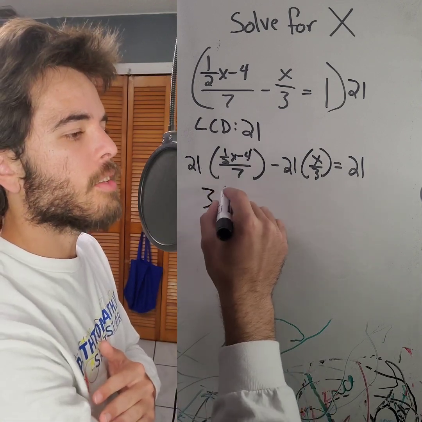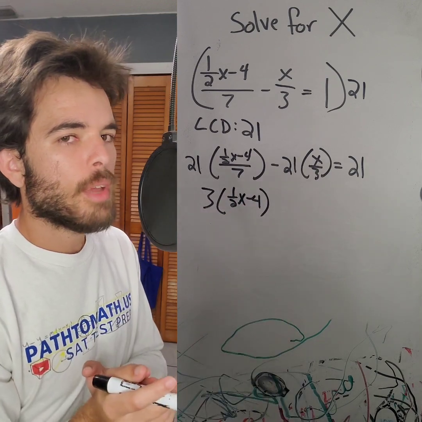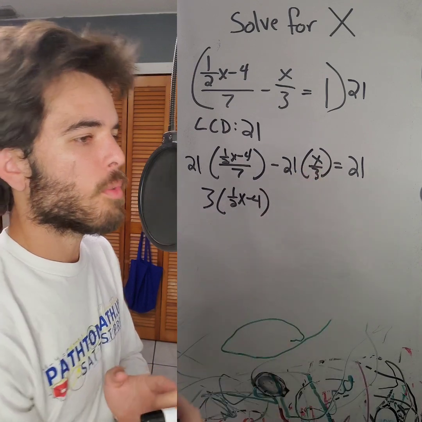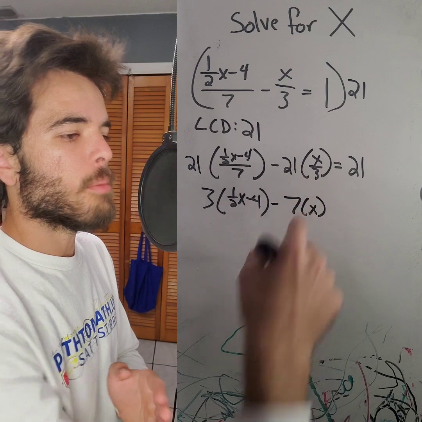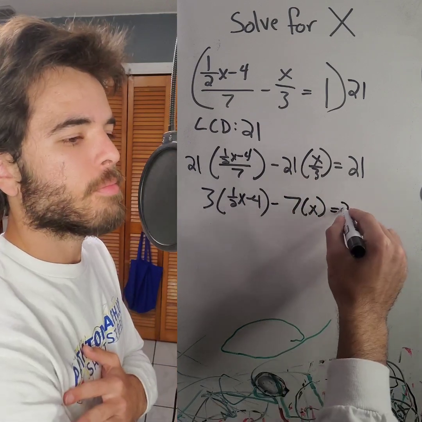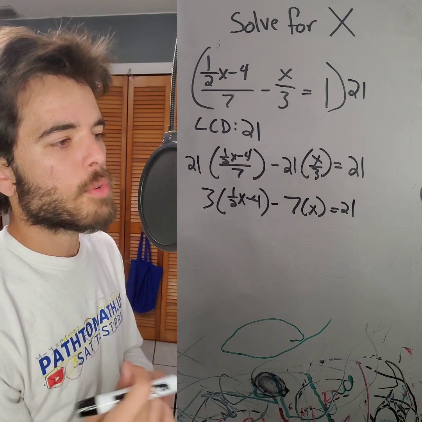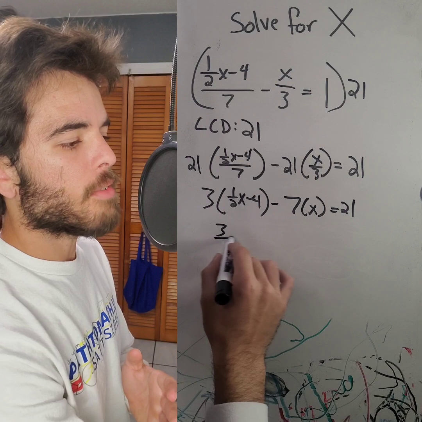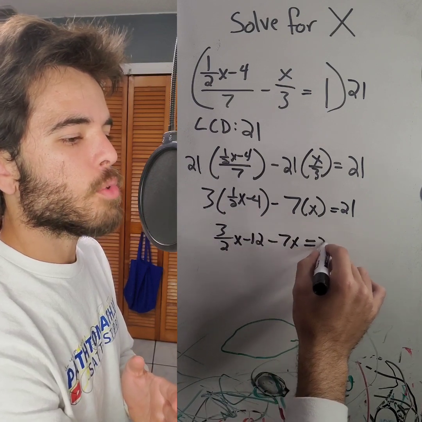So we have 3 times (1/2 x minus 4). And now there's no more fraction. Over here, we have 21 times x over 3. That's just going to become 7 times x, because 21 divided by 3 is 7. Very helpful tip for doing this more difficult algebra. Now we have to distribute the 3. We have 3/2 x minus 12 minus 7x equals 21.